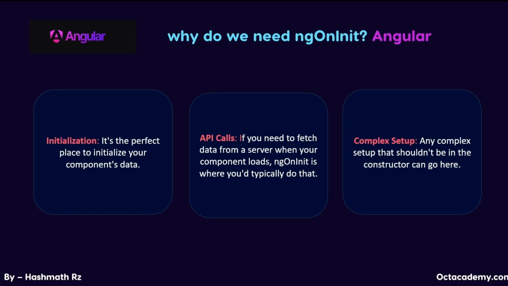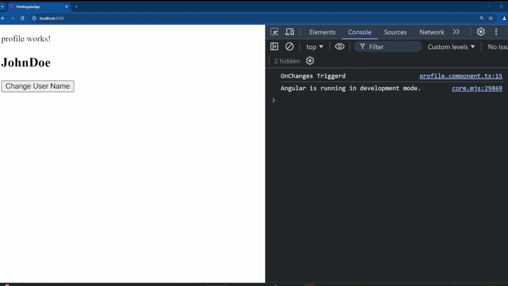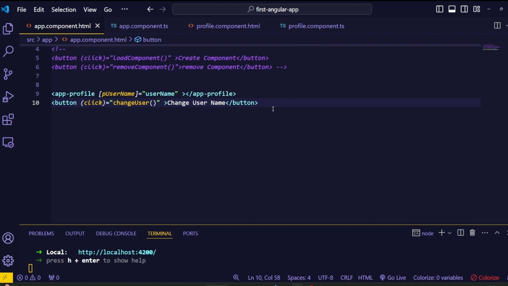If you need to fetch data from a server when your component loads, ngOnInit is where you typically do that. Any complex setup that shouldn't be in the constructor can go here. Remember, ngOnInit is called only once in the component's lifecycle, right after the component has been initialized. Alright, so let's see how we can use ngOnInit in our code. For this, guys, we'll use our profile component from the previous example.